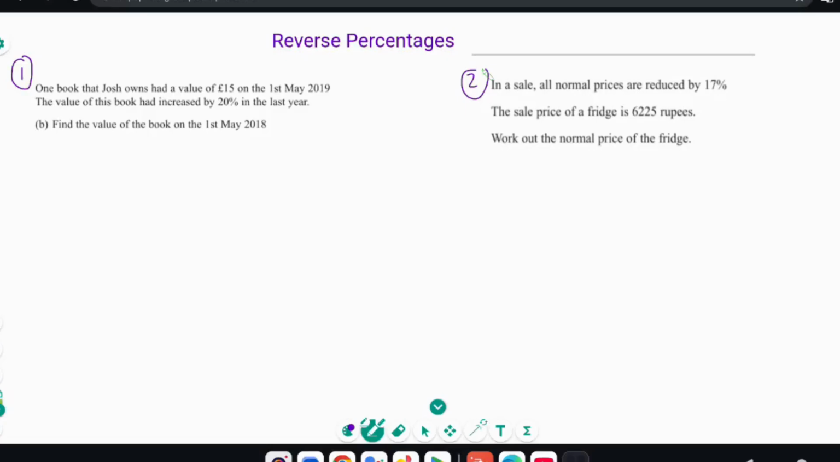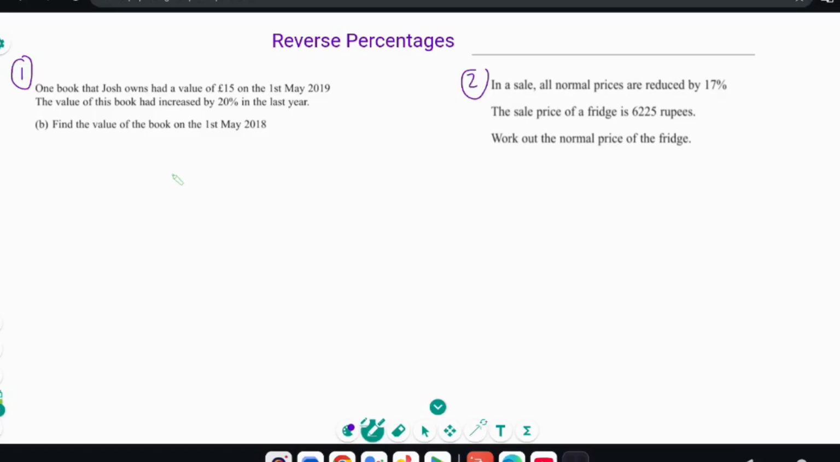In this recording, we will look at the topic of reverse percentages. Reverse percentages is working out the value, the amount before the increase or decrease. So you're given the amount after an increase or decrease has happened, and you're going back to work out the value before. So question one.